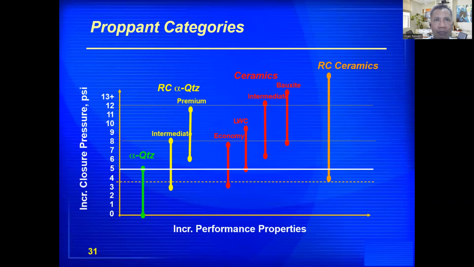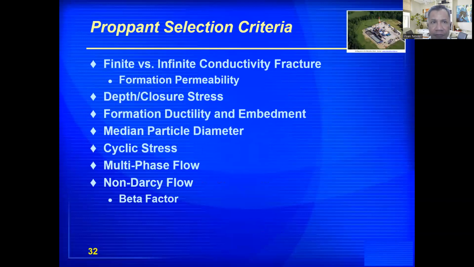So when you pump 3 or 4 million pounds, you have huge expense, millions of dollars just for the proppant. If you look at this line just flashing across your screen, you will see that at 5,000 pounds, you intersect 5 different proppants. So which one do you choose?